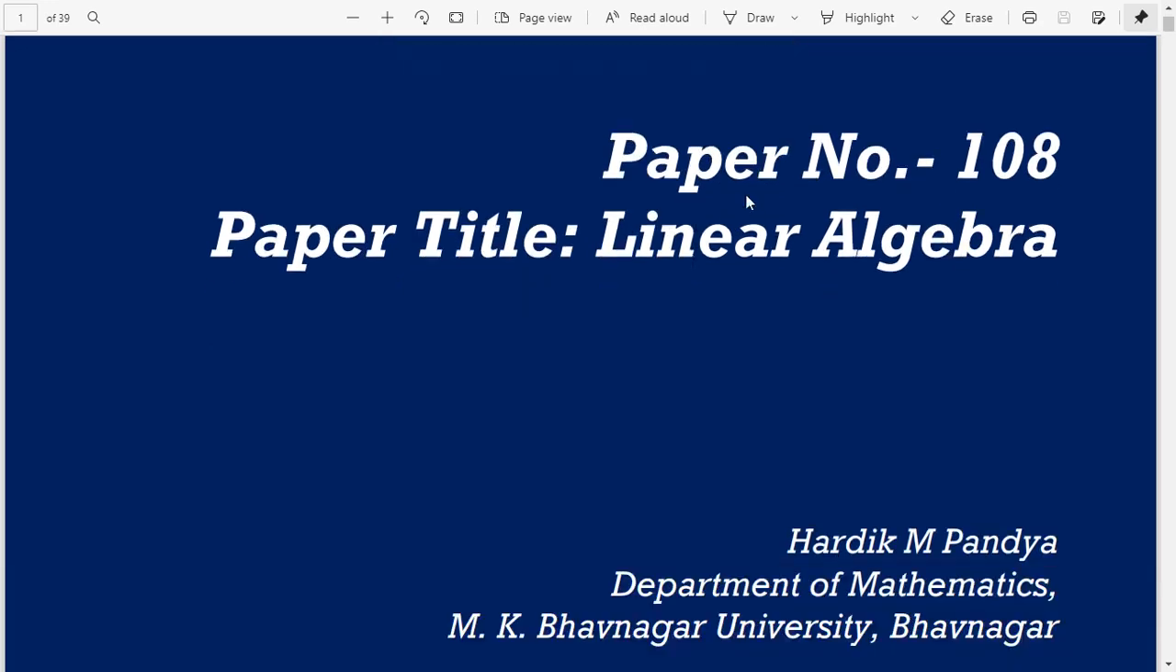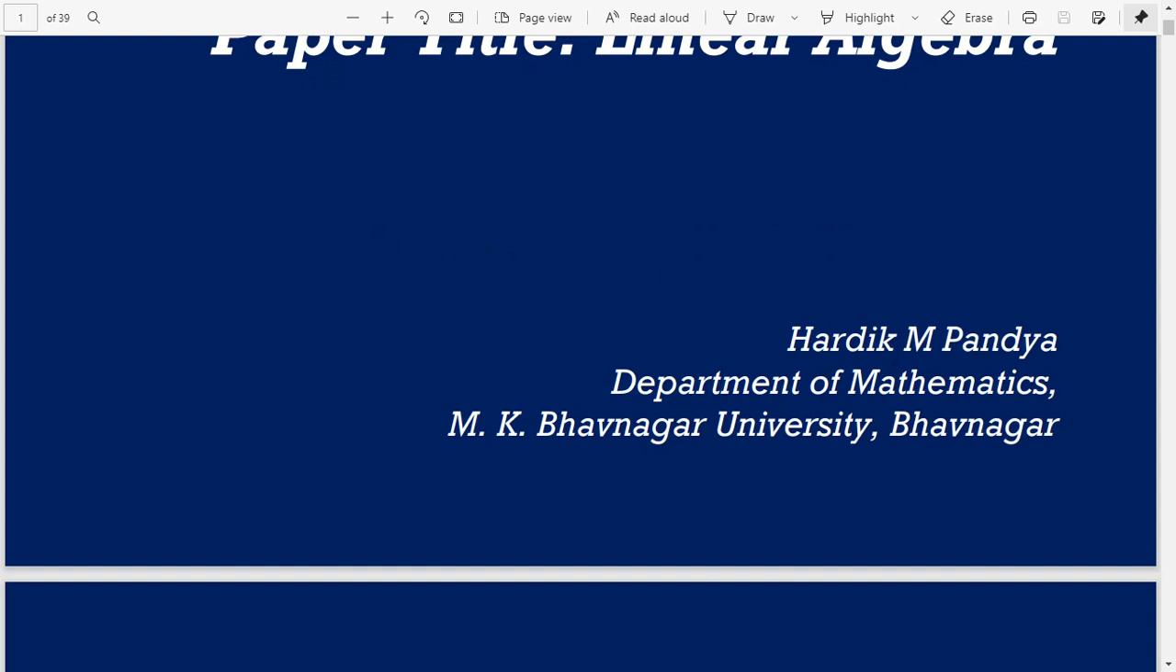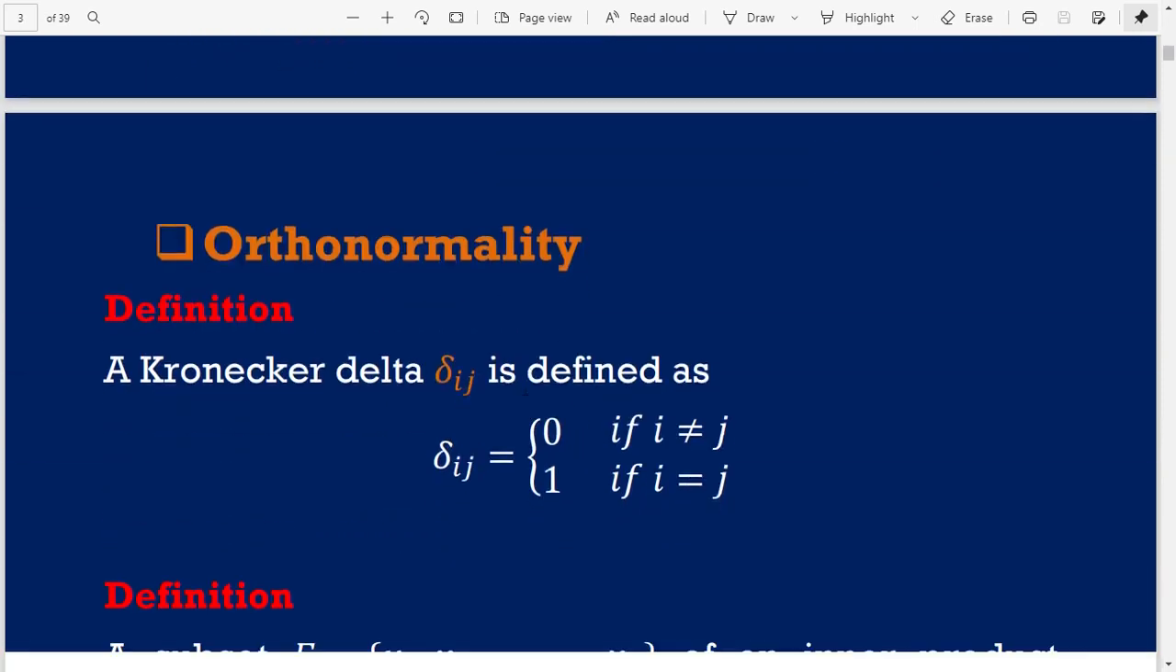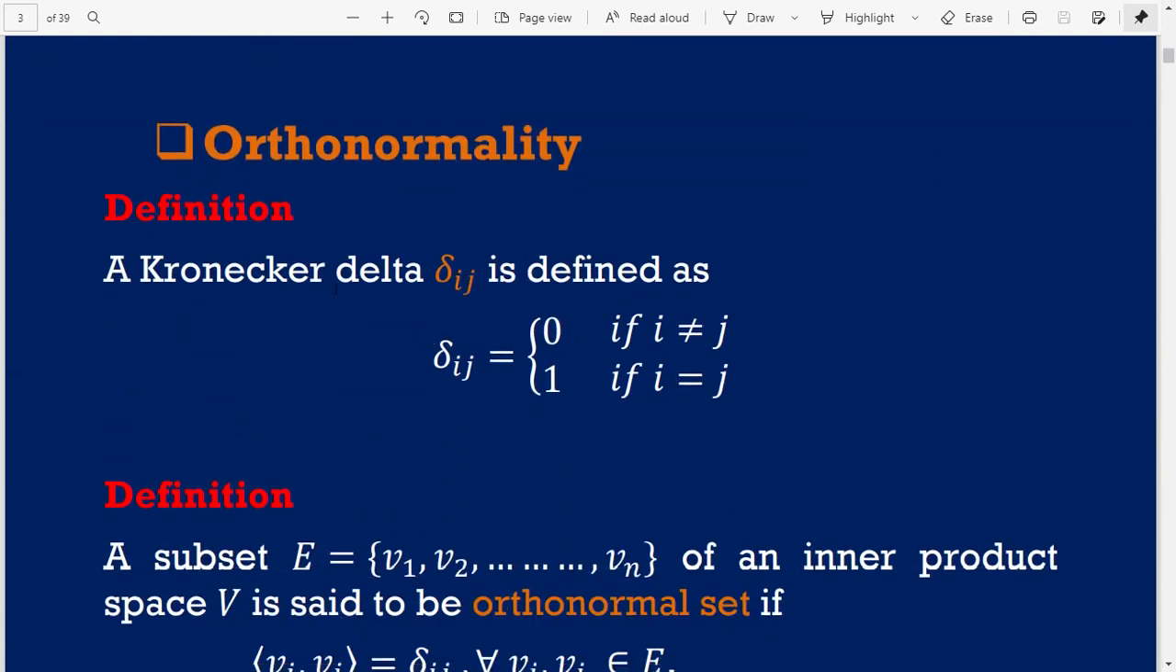Hello, dear student. Today I am giving a lecture on paper number 108, linear algebra, unit 4, second lecture: orthogonality and the Gram-Schmidt orthonormalization process and its example. We start with the definition.